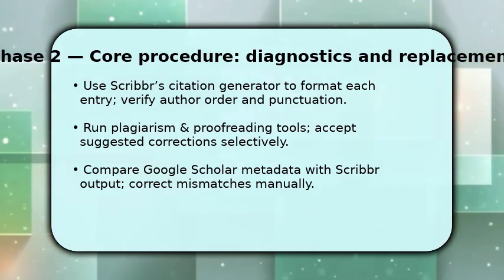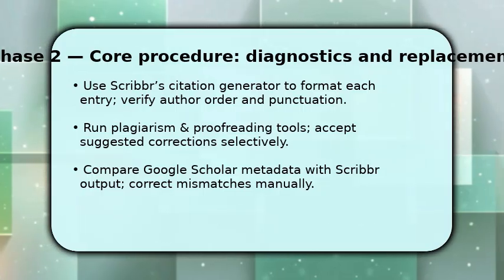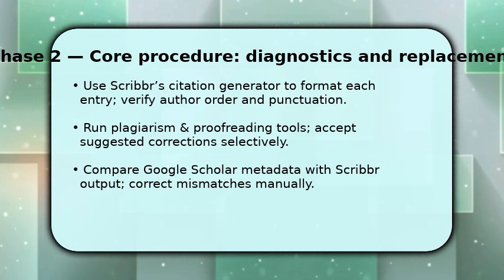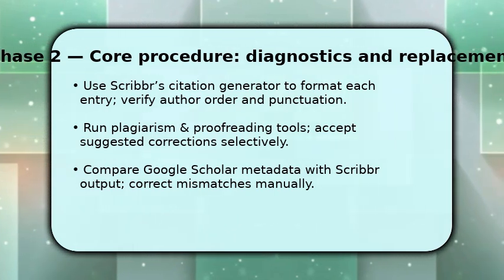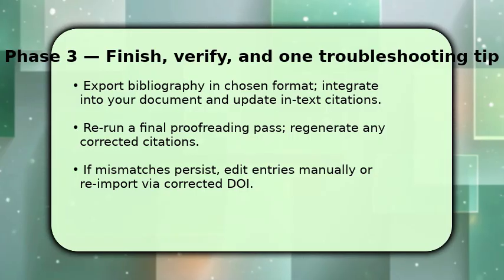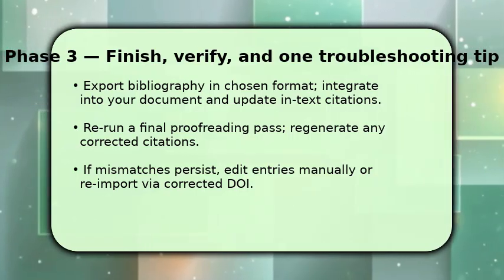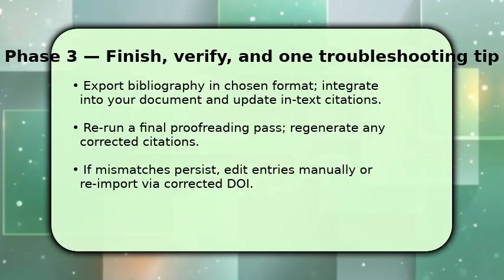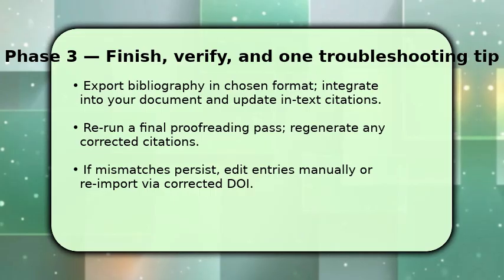Then cross-check Google Scholar's metadata with Scribbr's formatted output. If titles, DOI, or page ranges differ, correct them manually. To finish, export the completed bibliography from Scribbr in your chosen format and paste or upload it into your manuscript. Then rerun a final proofreading pass and update in-text citations to match exported references.